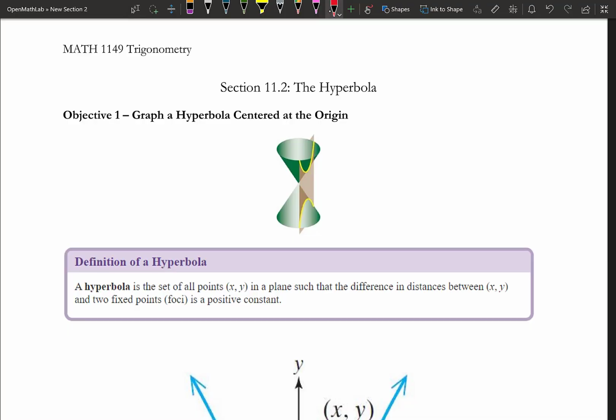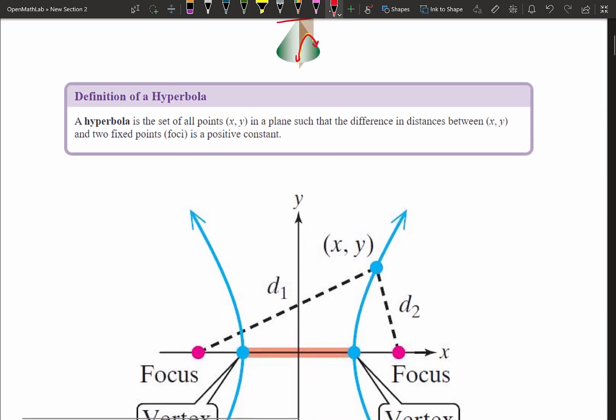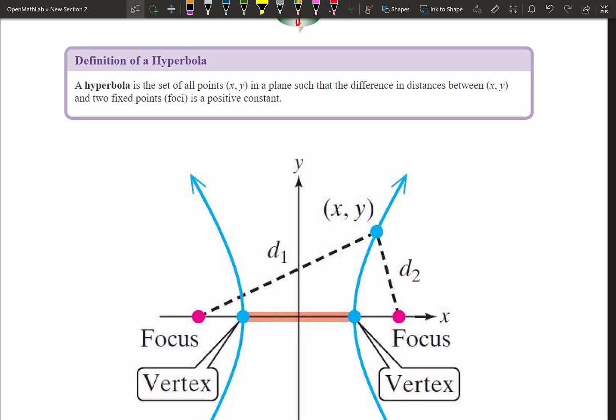All right, so we're looking at section 11.2 on the hyperbola. So remember, if we have our conic here and we have the plane cutting the cone, where it's going to be straight up and down, you can see the kind of shape we would get is called the hyperbola, which is kind of like a double parabola, if you will. Something like that.